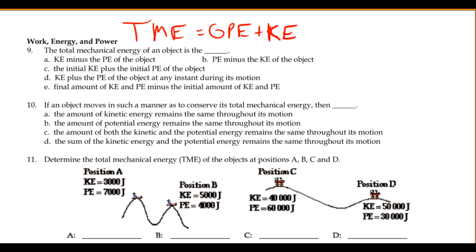Now, when we want the total mechanical energy of an object, we're just going to want to add all the energies it has together. We're going to sum them up. In this case, we're just talking about gravitational potential and kinetic. So the total mechanical energy of an object will be the sum, kinetic energy plus the potential energy, at any time during its motion. It's not the change, it's not the difference. We wouldn't subtract anything. We just want to add the two together at any point in time.